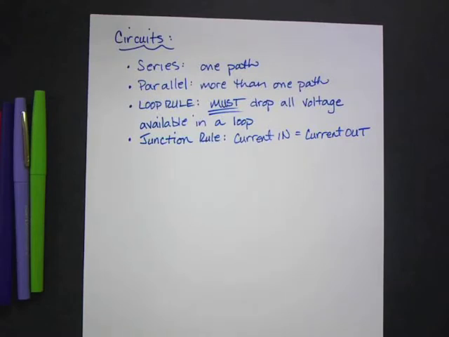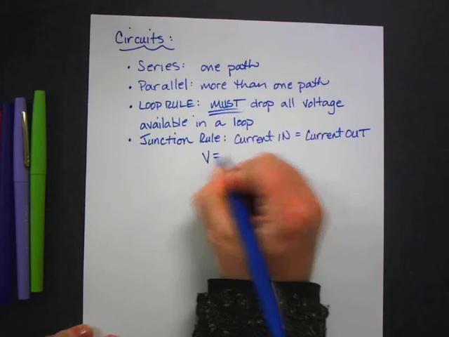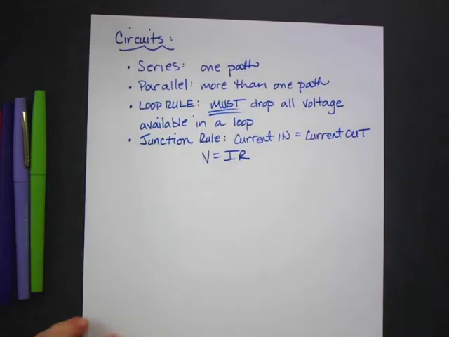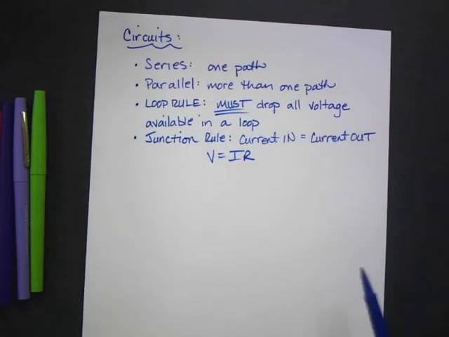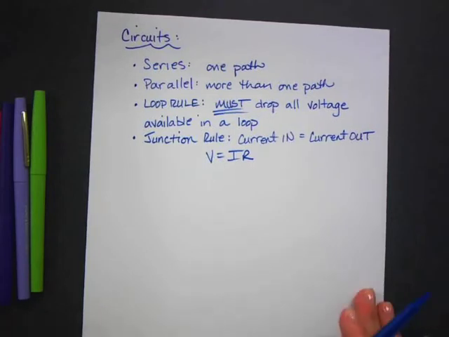So those are the rules. Listen, guys, those are the rules that we're going to use, and we're going to use that along with Ohm's law. So one path, more than one path, must drop all the voltage available in a loop, and then the junction rule, which you practiced last night: current in equals current out.